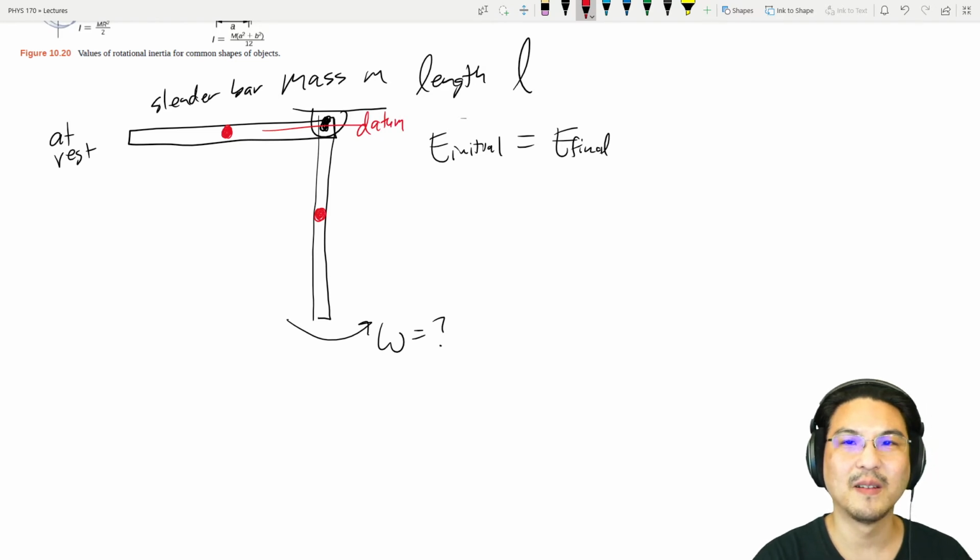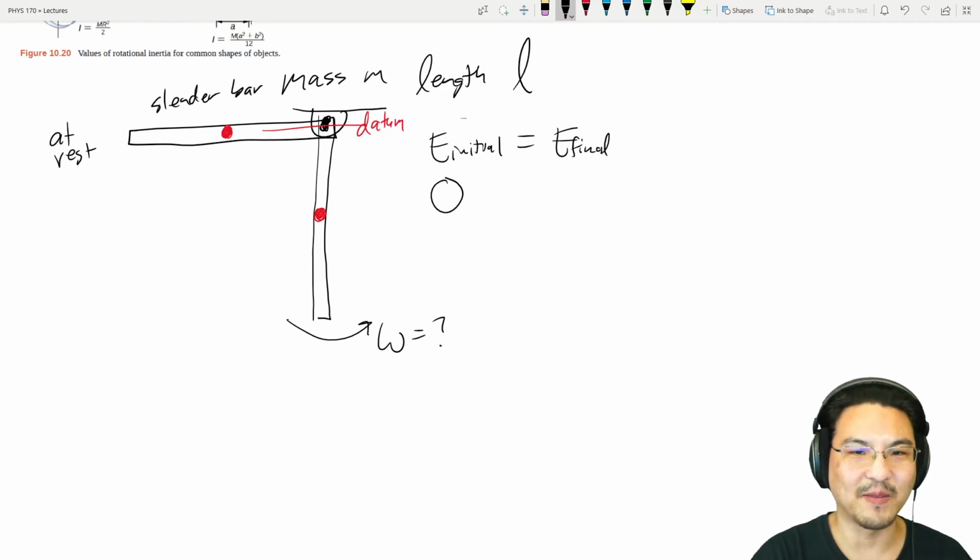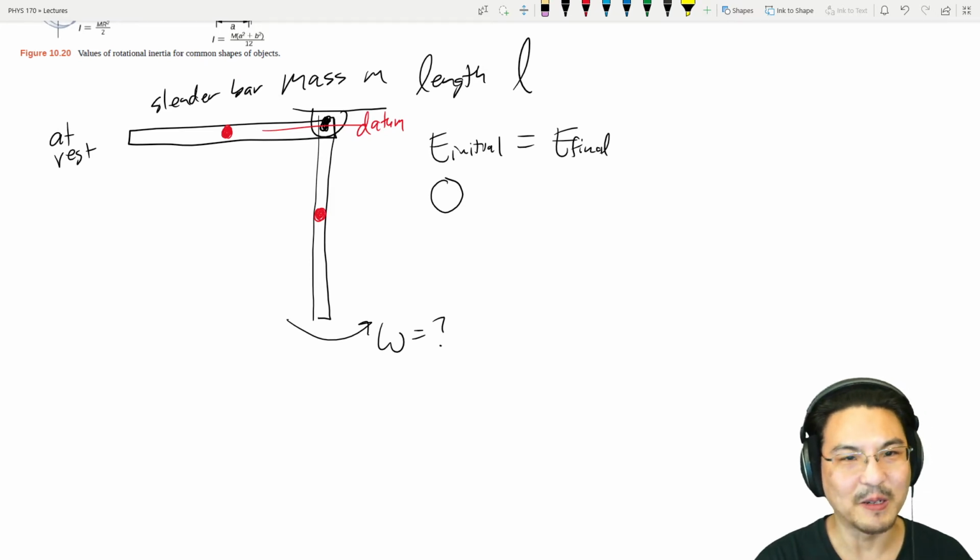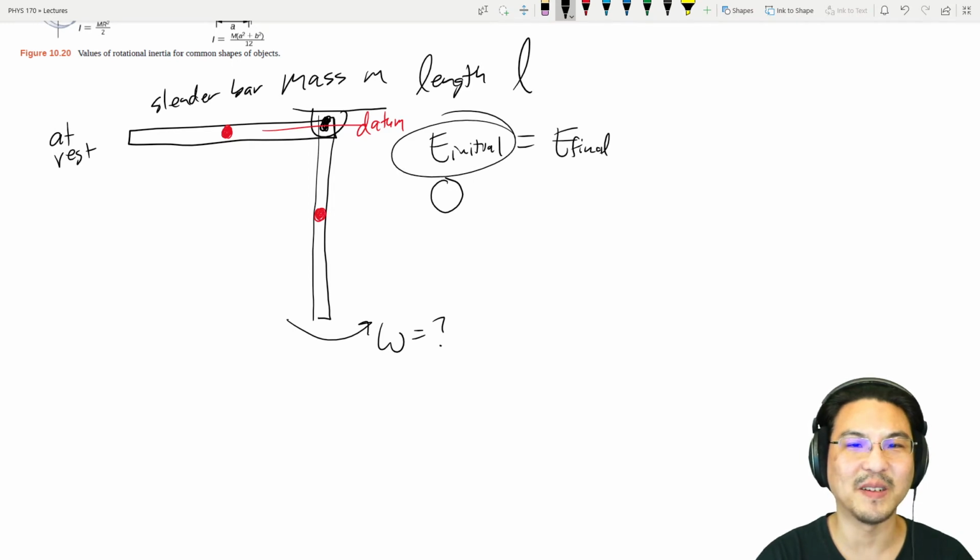Okay, so it doesn't have any kinetic energy because it's at rest. It's at the datum, so there's no gravitational potential energy. So we're done here.